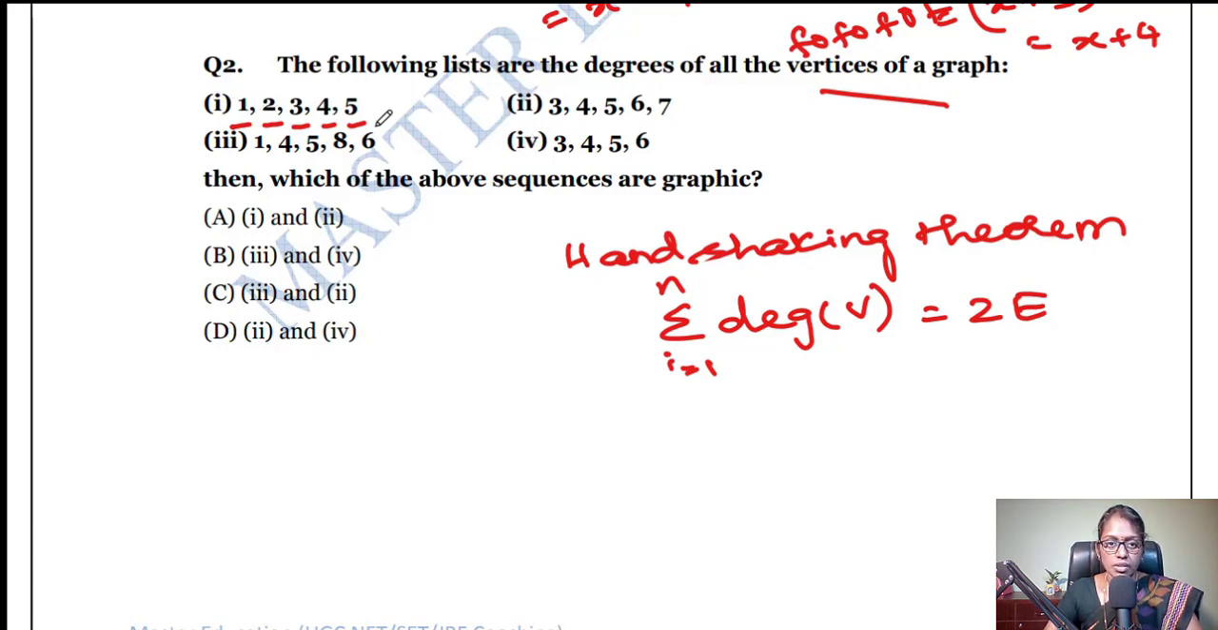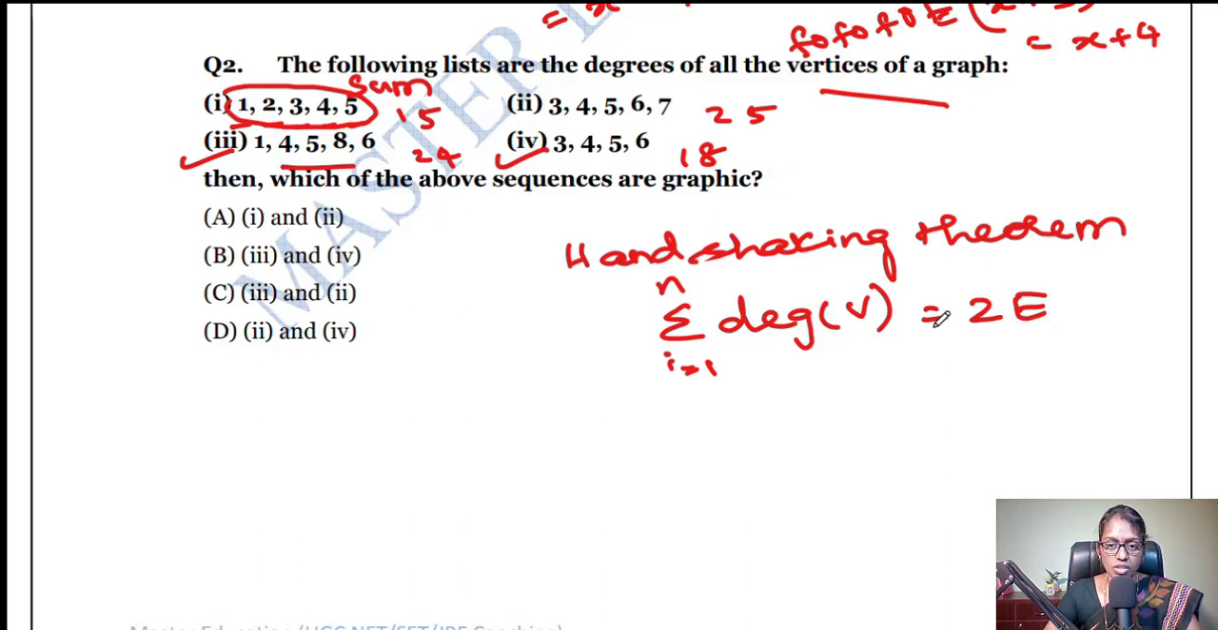Find the sum of all these values. 3 plus 2 is 5, 5 plus 10 is 15. The next is 24, and this one is 25. And this one is 18. Which options give an even number? Option 3 and option 4 are even numbers.